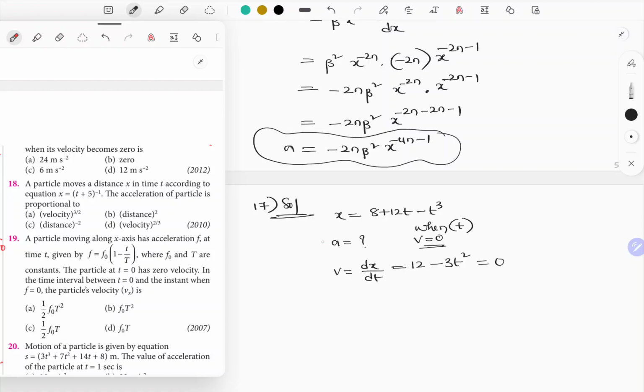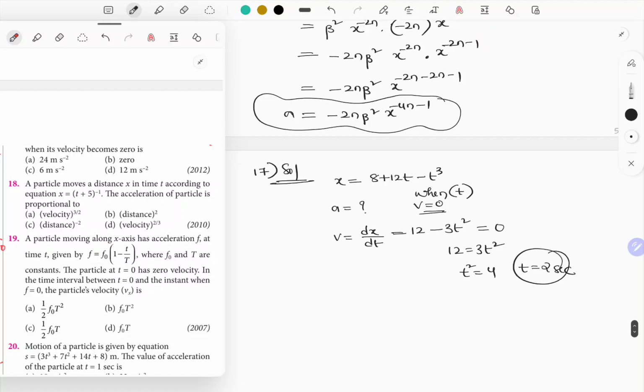That's what they said: acceleration when velocity is equal to 0. So 12 is equal to 3t square, then t square is equal to 4 and t is equal to plus or minus 2. We have to consider positive time itself. So t is equal to 2 seconds, we are going to get velocity 0. At this time, we have to find the acceleration.